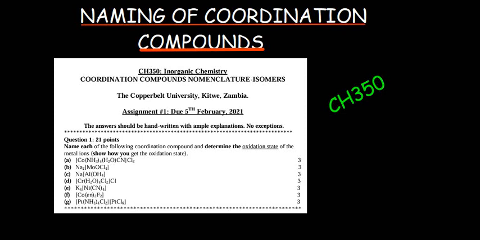So the question says, name each of the following coordination compounds and determine the oxidation state of the metal ion. So you need to show your working how you have found those things. All right, so what you are going to do here is we are going to name these compounds and also show the oxidation state of each of these compounds. So without even wasting our time, shall we start?